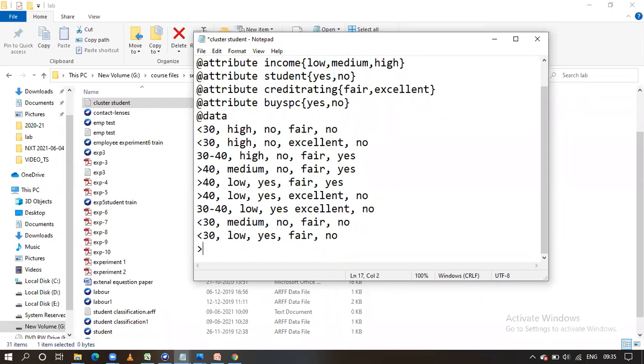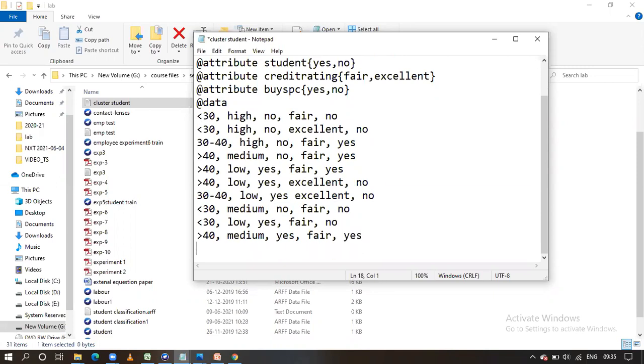The next one is greater than 40, medium, yes, fair, yes. Next, less than 30 is the age. Last person's data, this one. The next one is medium is the income. Next, student. Credit card rating excellent. Yes is the answer.